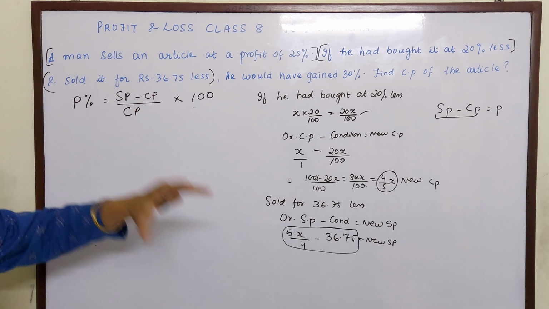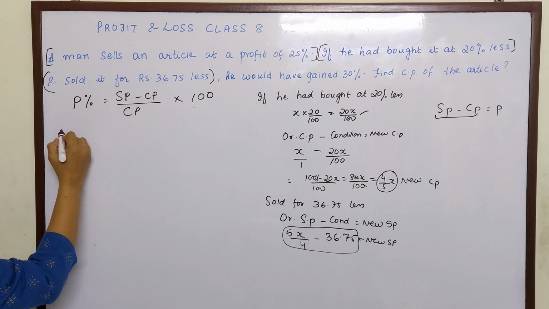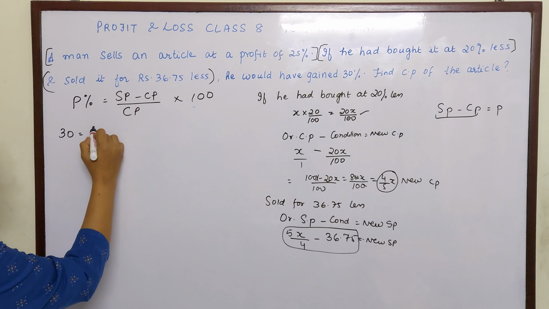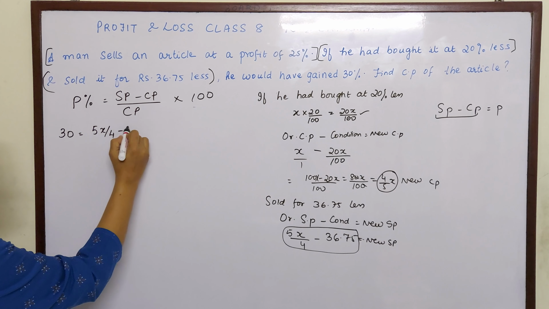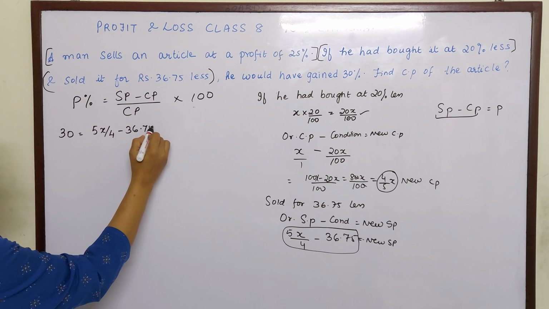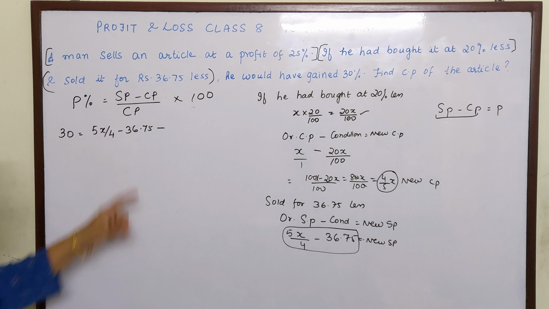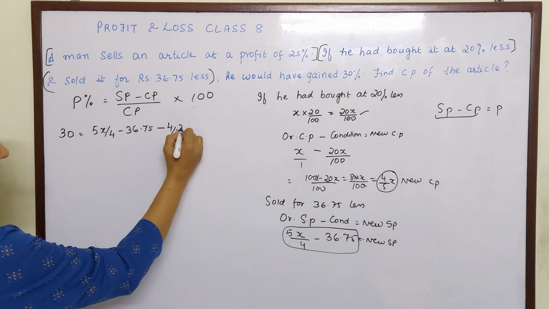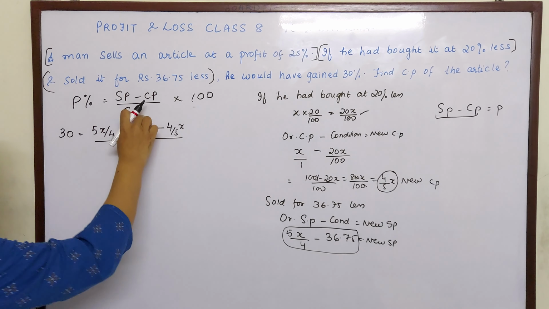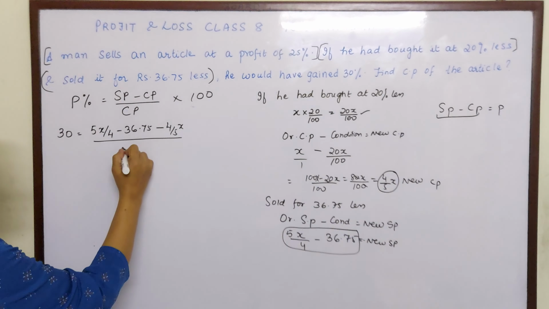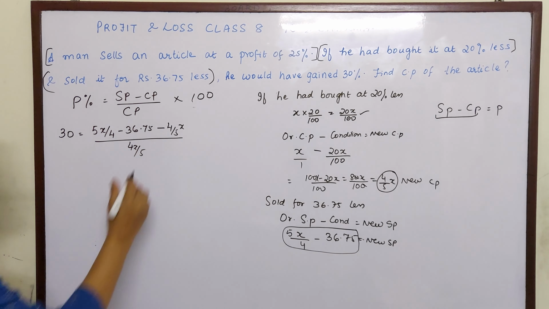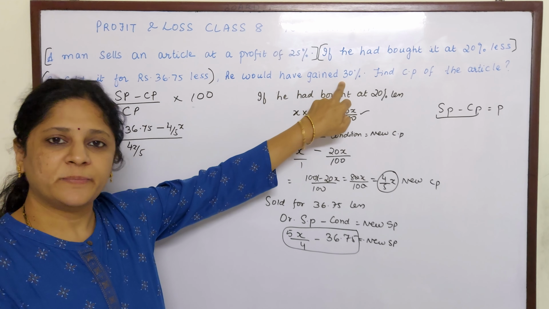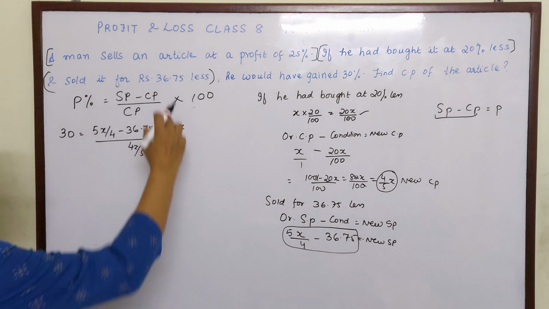Now I will substitute the values. So what is the profit percentage? It is 30. What is the selling price? 5x by 4 minus 36.75. Then this minus, and what is CP? CP is 4 by 5x, by CP. CP is again new only we have to take. Why are we taking everything new? Because these are based on conditions and our profit percentage is also based on a condition, into 100.